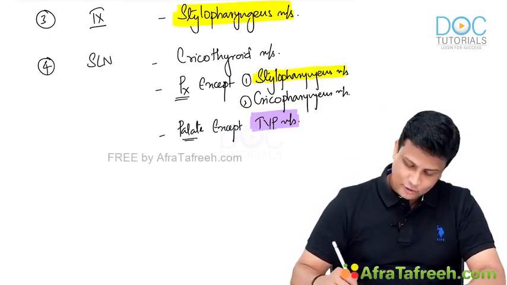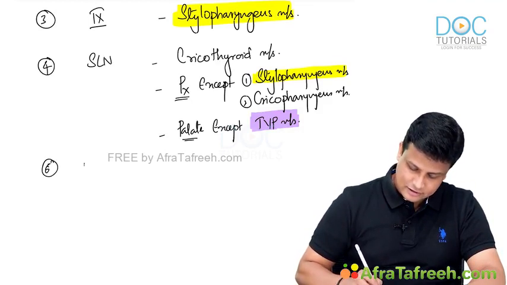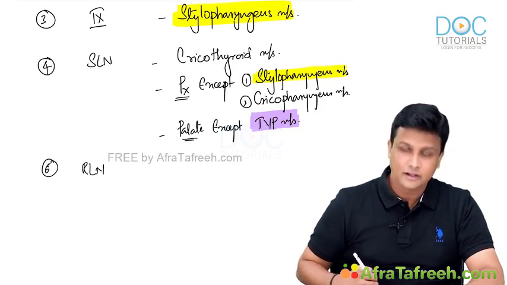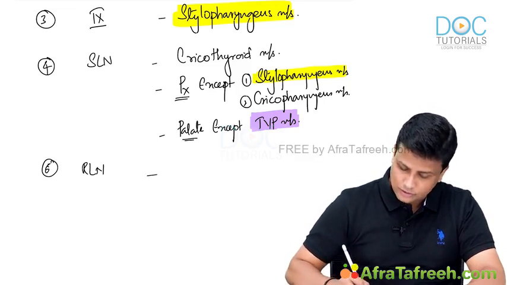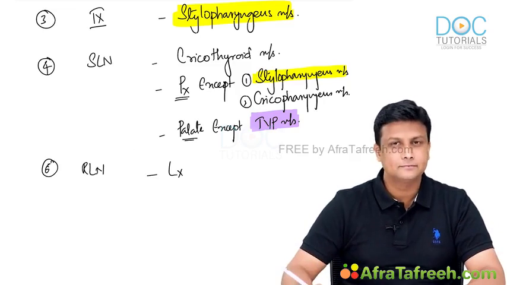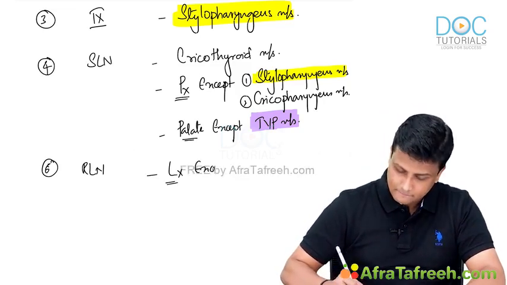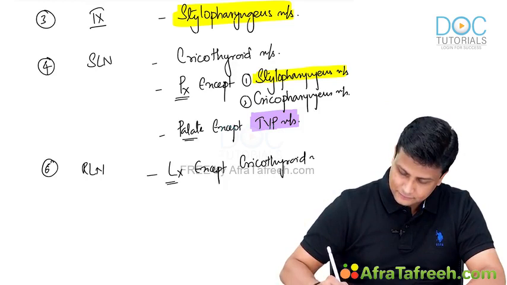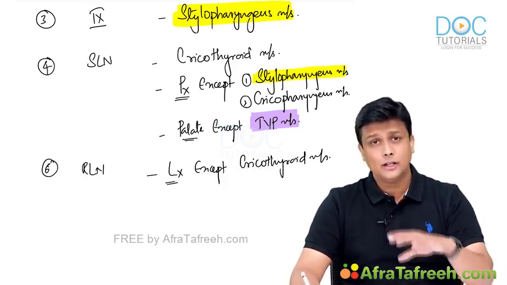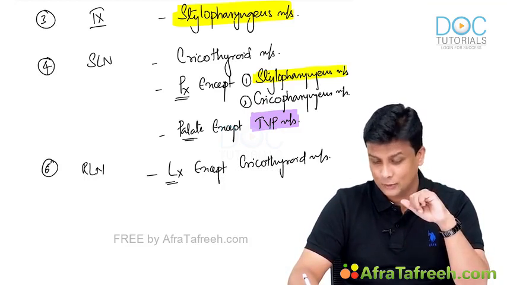Now once you are done with the fourth arch, the last and final one remaining is the sixth arch. The sixth arch is supplied by the recurrent laryngeal nerve, and the recurrent laryngeal nerve supplies all the muscles of the larynx, except the only one muscle of the larynx present outside, that is the cricothyroid muscle. So all the muscles of the larynx are supplied by the recurrent laryngeal nerve except the only one present outside, cricothyroid.